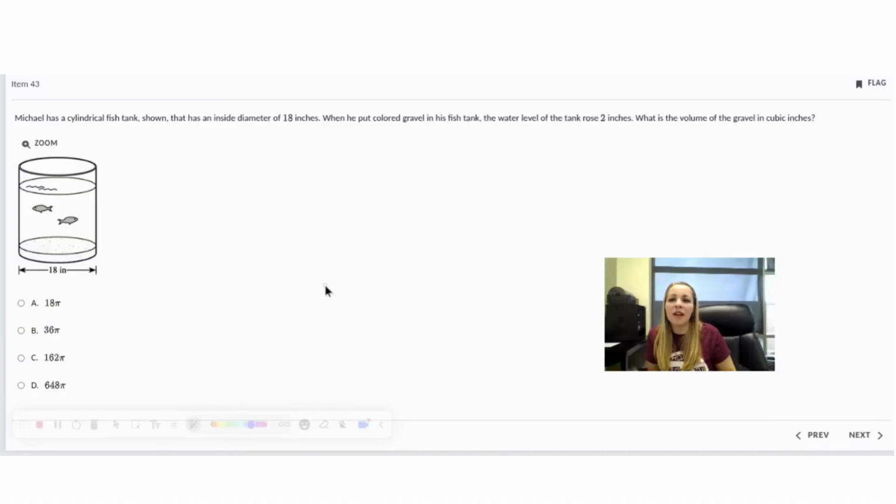Question number 43. Michael has a cylindrical fish tank shown that has an inside diameter of 18 inches. When he put colored gravel in his fish tank, the water level of the tank rose 2 inches. What is the volume of the gravel in cubic inches? Well, we need the formula for a volume of a cylinder for this part right here, which is the gravel. That formula is going to be pi times the radius squared times the height. All we need to do is fill in the missing pieces.